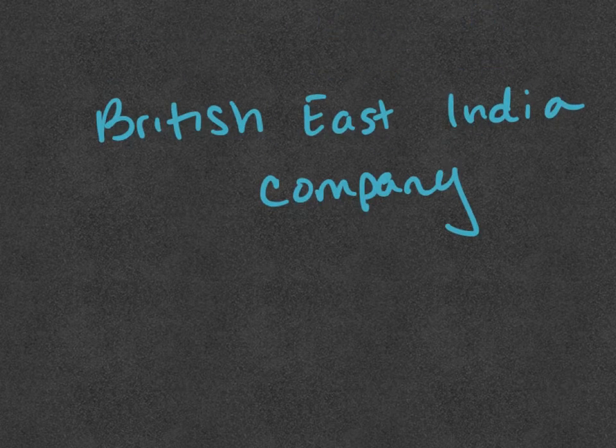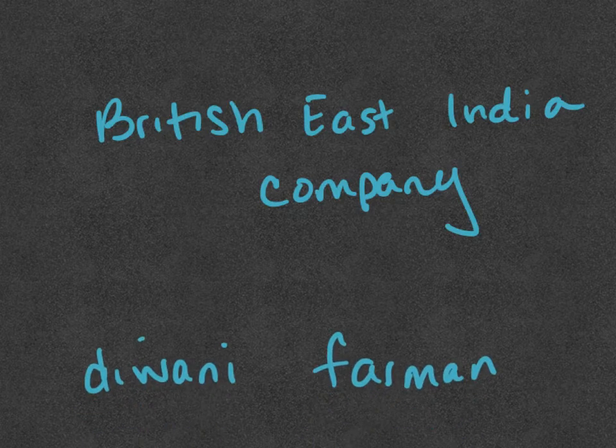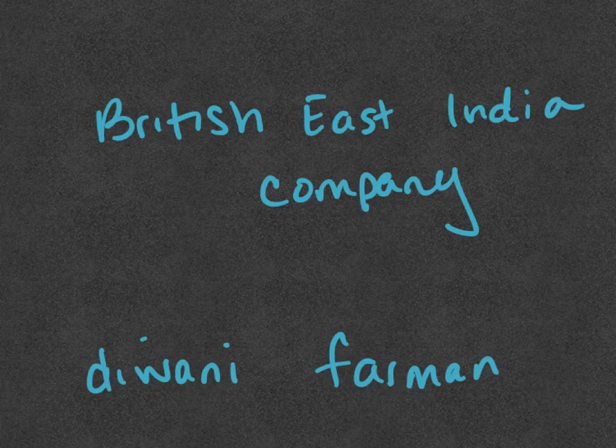For the first half of the 18th century, the British East India Company had started to increase its access to the markets of India. For example, in 1717, the BEIC had bribed their way into a Farman, we're going to use this other word later, or imperial decree from the Mughal emperor at the time that enabled them to trade duty-free in India in return for a small annual fee.